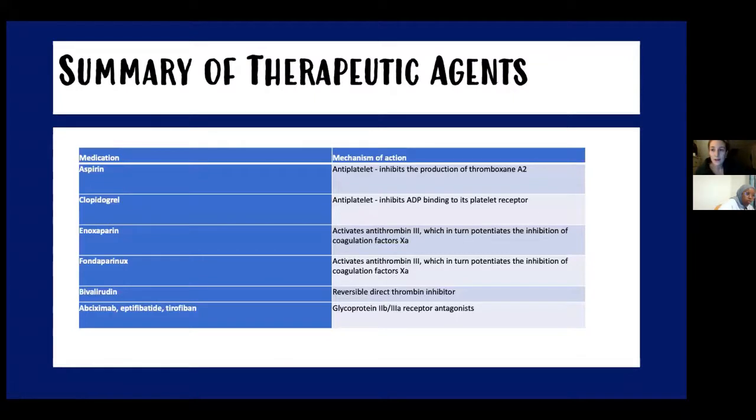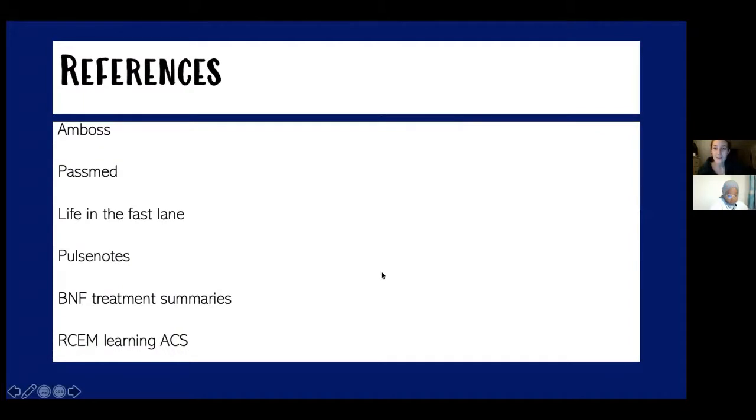And then I just put a little summary table here of therapeutic agents that you'll come across in ACS treatment. I'm not going to go through them. You can read those at a later date because it's just me reading off. But yeah, that's everything. Then my references.